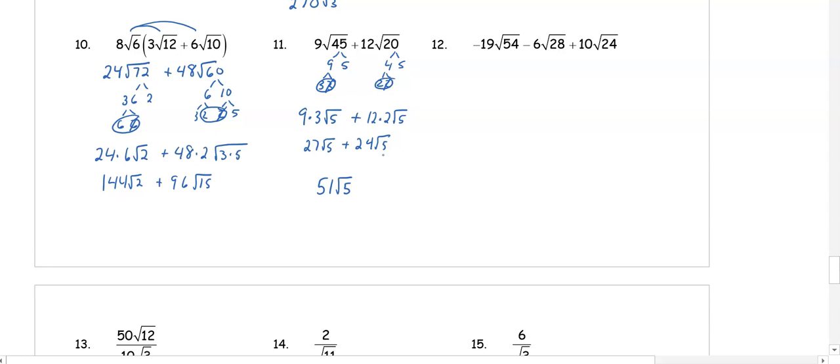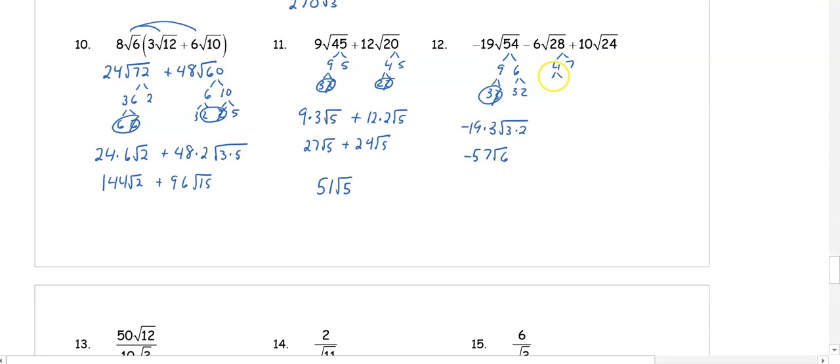In number 12, we have negative 19 root 54 minus 6 root 28 plus 10 root 24. So 54 is going to break down to 9 and 6. 9 is going to break to 3 and 3. 6 is going to break to 3 and 2. So we have a pair of 3's to multiply with the negative 19. We have a 3 and a 2 left over. So that gets us negative 57 root 6.